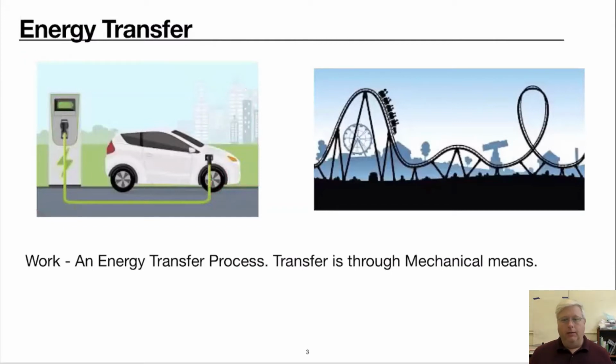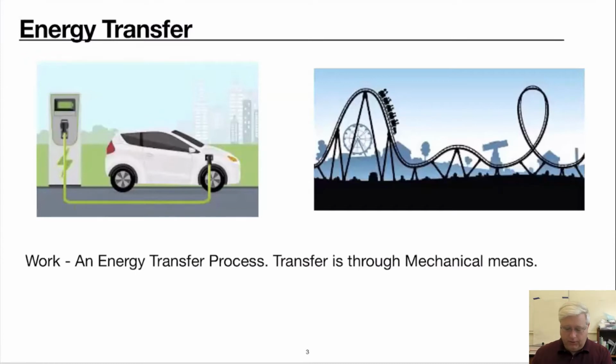We can convert mechanical energy into thermal energy or heat. The motion of rubbing your hands together is mechanical, it's motion, and you get some heat out of it. Another example is a roller coaster.